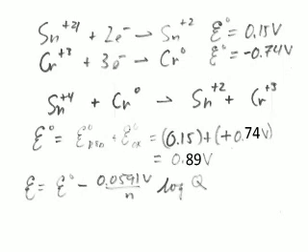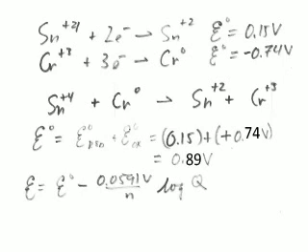The tin-4 reduction to tin-2 has a potential of 0.15 volts. The chromium plus 3 to chromium 0 has a potential of minus 0.74 volts. So since the tin has the more positive potential, it's the one that's going to be running as written. So one of our reactants is the tin-4, and one of the products is the tin-2. The chromium reaction has to be running backwards since it has the lower potential. That means the chromium metal is one of the reactants and the chromium plus 3 is one of the products.